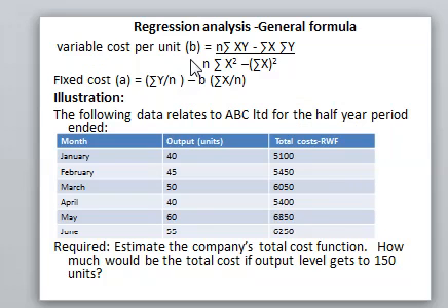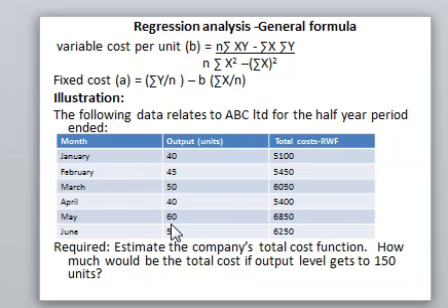So our b, the variable cost per unit, will be n times summation of xy minus summation x times summation y, over n times summation of x squared minus summation of x, in brackets, squared. Then you can get your b. Then your a will be summation y over n minus b times summation of x over n. So let's look at this simple example.